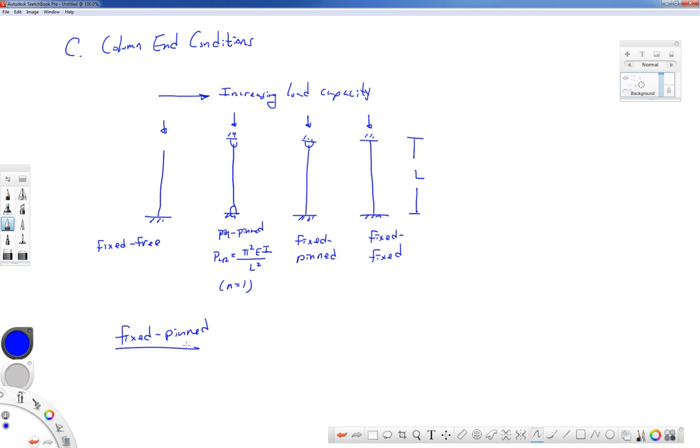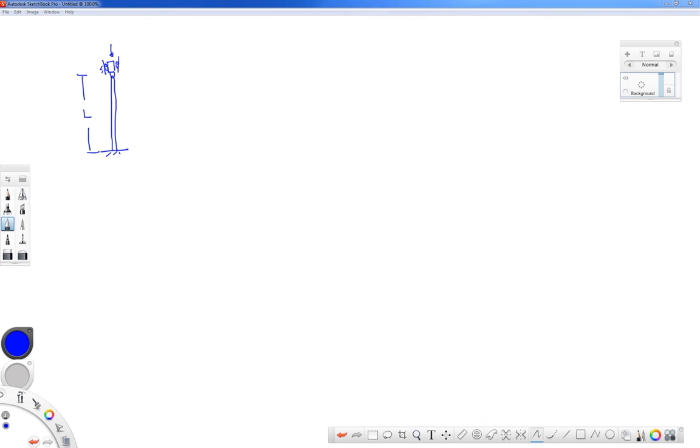Let me start off on a new page. So there's our pinned and fixed column, and we'll have the length of the column L. I'm going to identify a couple points on here. We'll say that A is down on the bottom and B is up at the top, and we're going to take our x-axis to go up this way this time. On our y-axis, we'll just go over this way. So similar to what we did in the pinned and pinned case, we're going to take a look at the free body diagram of the column in its deformed position.